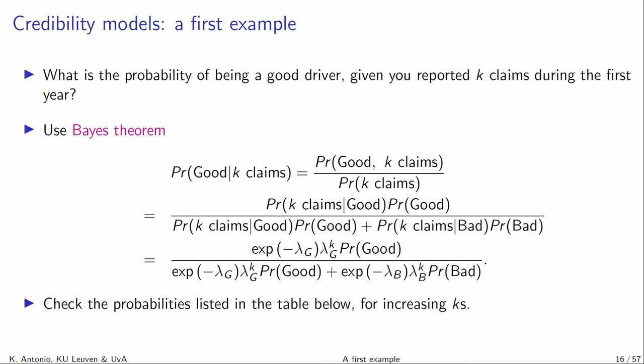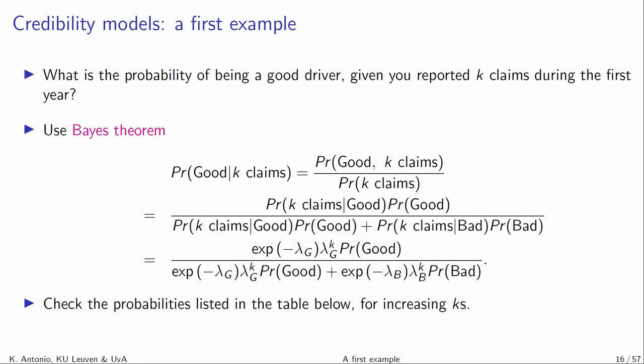Now, if you look at this stylized example, good driver, bad driver, how would you translate that into the realistic setting of using your a priori tariff table? Where would you get the lambdas and where would you get the probabilities? This is an exam question I often use.